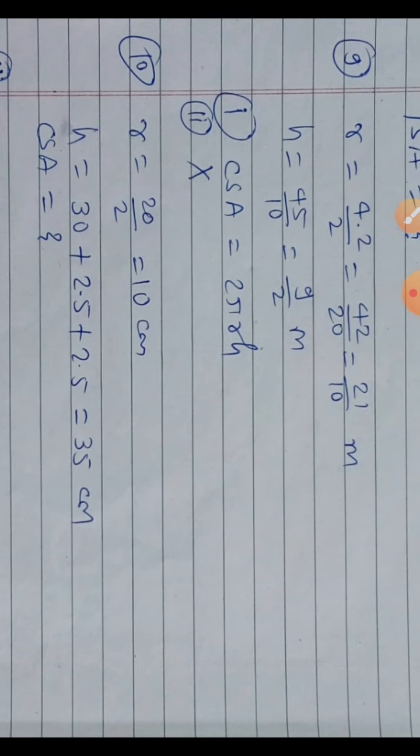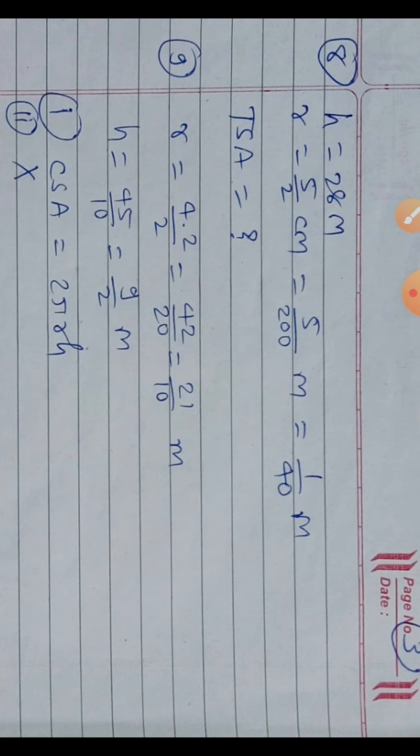Okay, look at number 8. S equal to 28. I converted centimeter into meter. So radius equal to 5 by 2. Why? Diameter is 5. So 5 by 2 centimeter equal to 5 upon 200 meter. Why? Centimeter into meter divided by 100, is equal to 1 by 40 meter. Okay, so the simplest fraction we got. Now nothing to do, just find TSA.